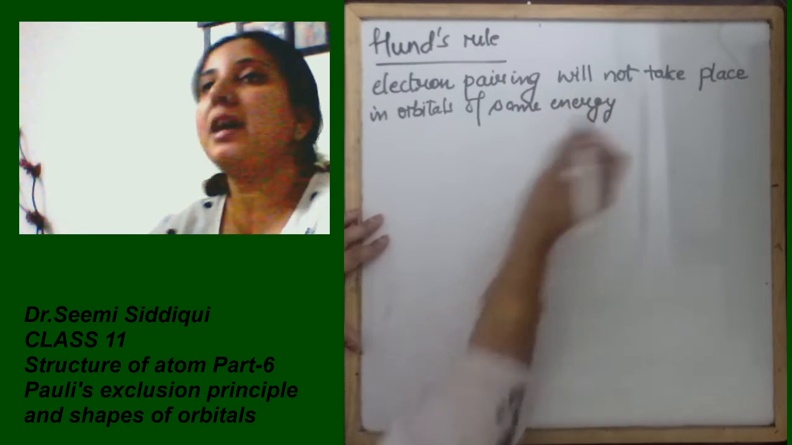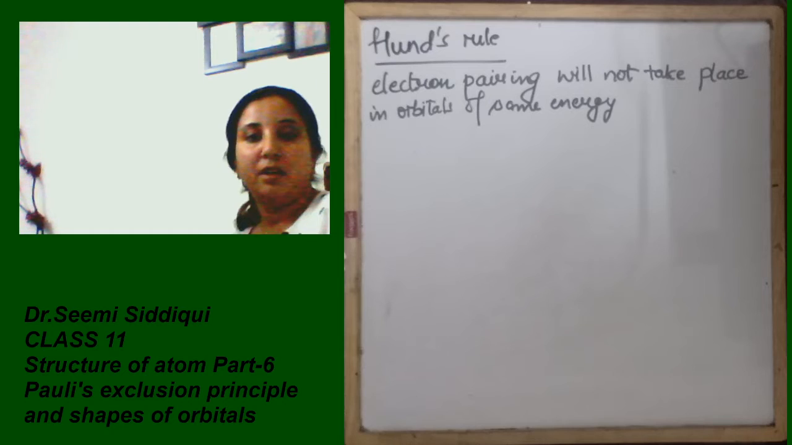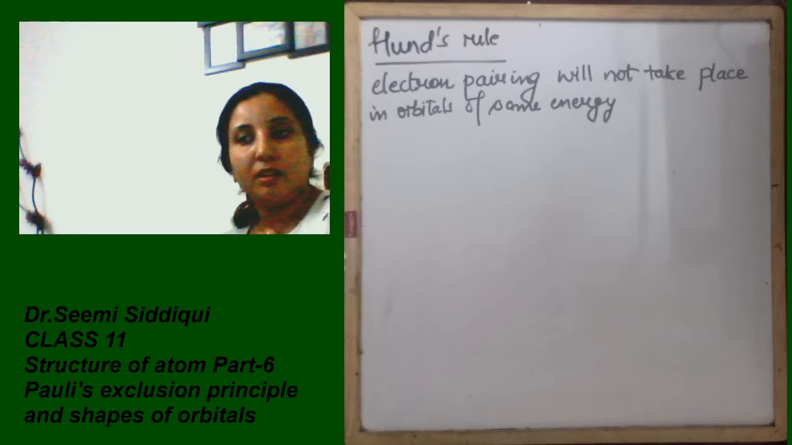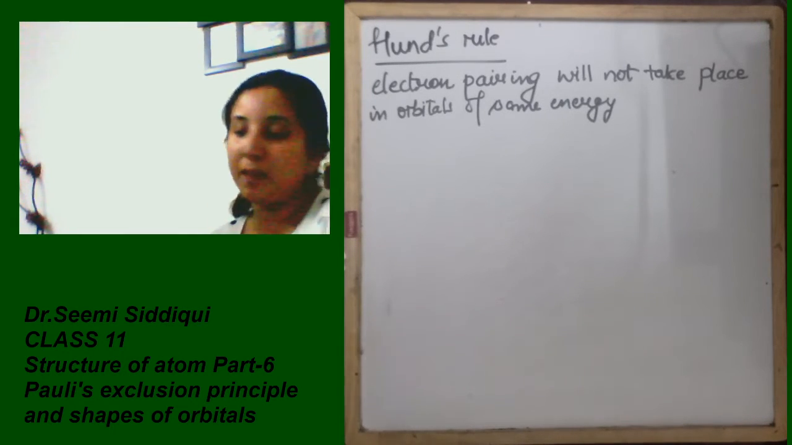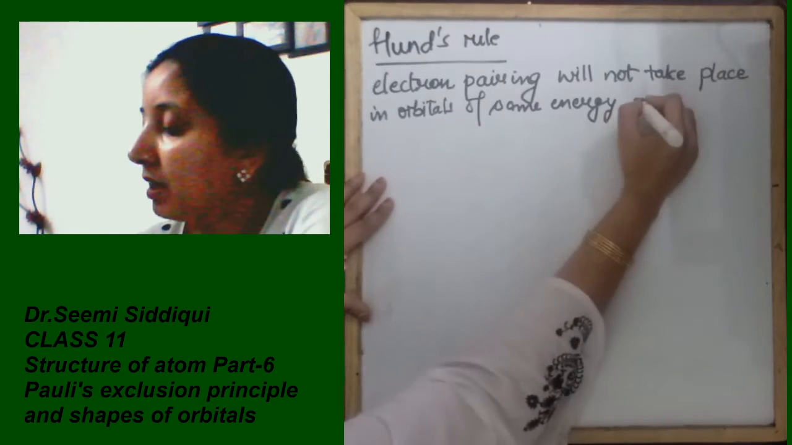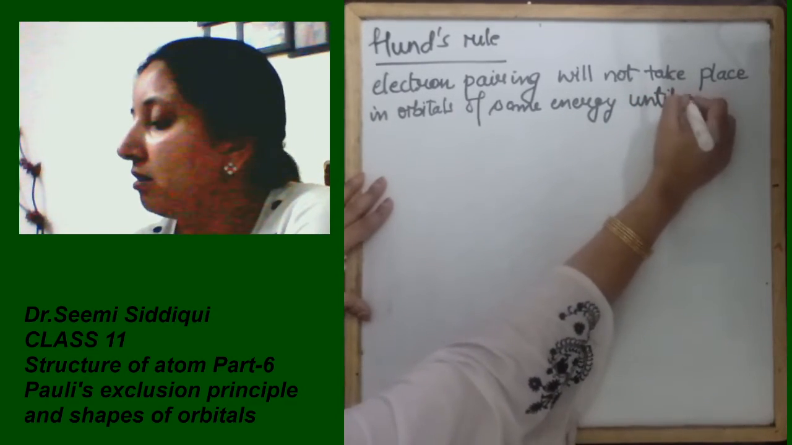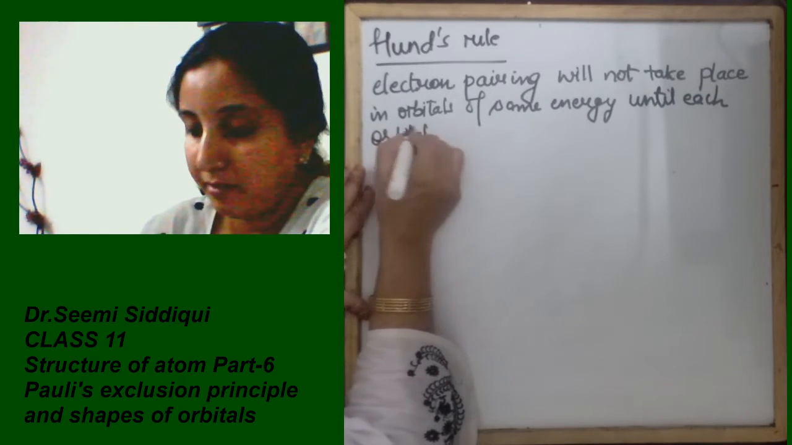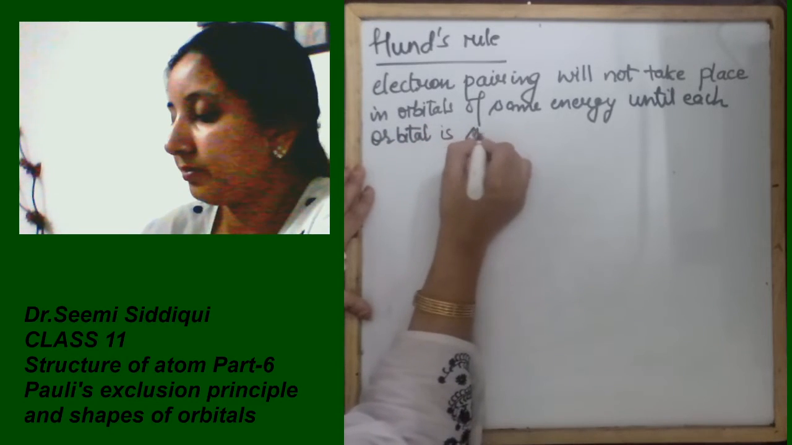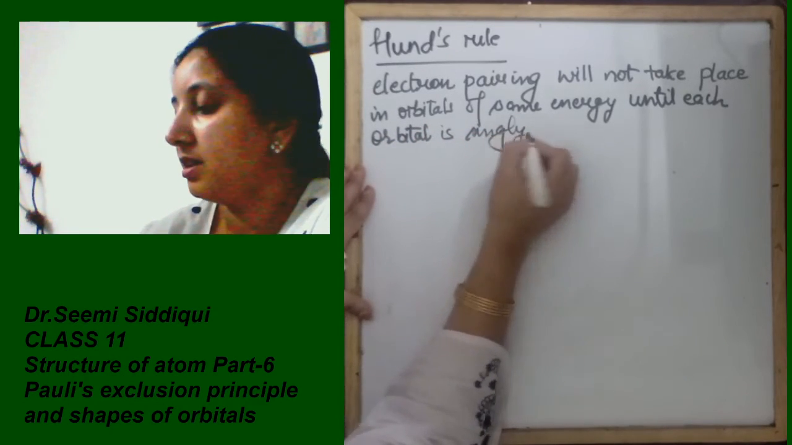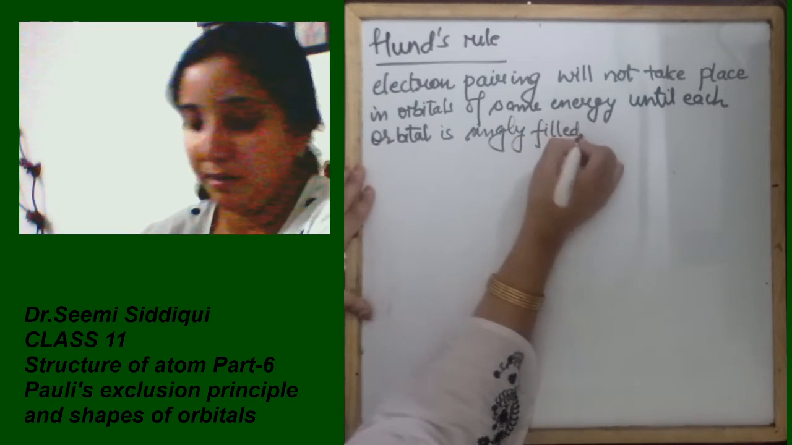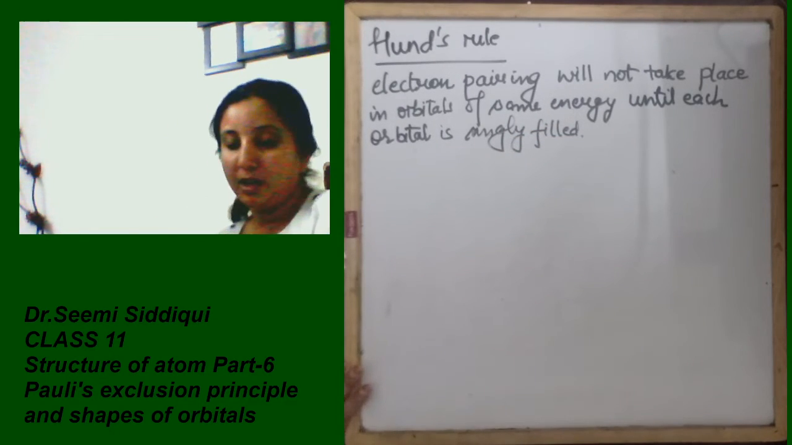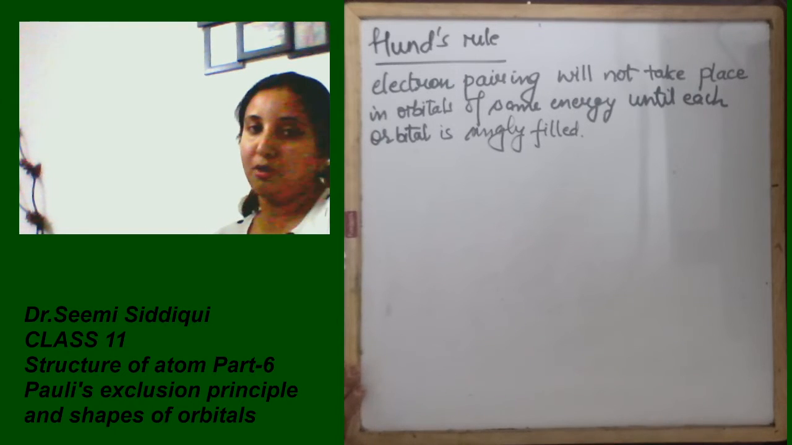सेम शेल. जैसे आपका d के हो गए, 3dxy हमने किया, 3dyz किया, 3dxz किया, तो they are going to be of the same energy, क्योंकि सब हैं तो d के ही पार्ट. Similarly in the case of the p also, until each orbital is singly filled.